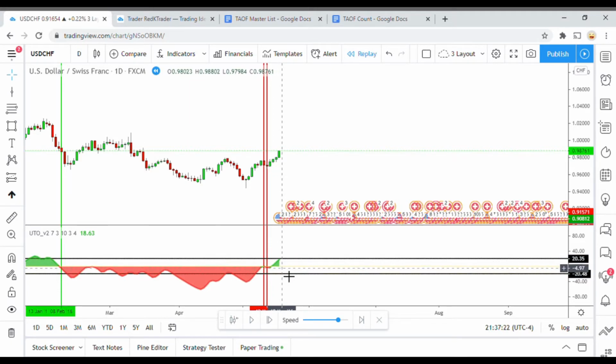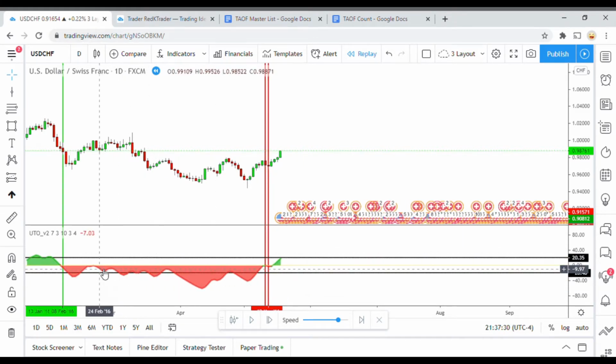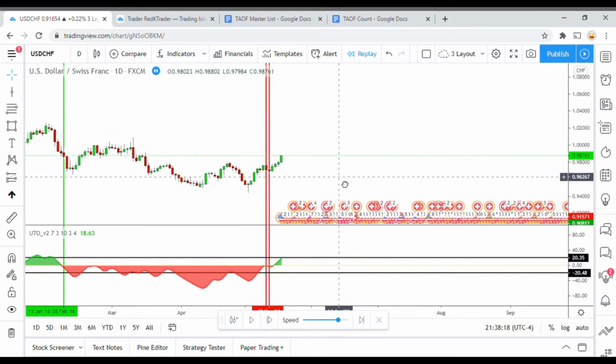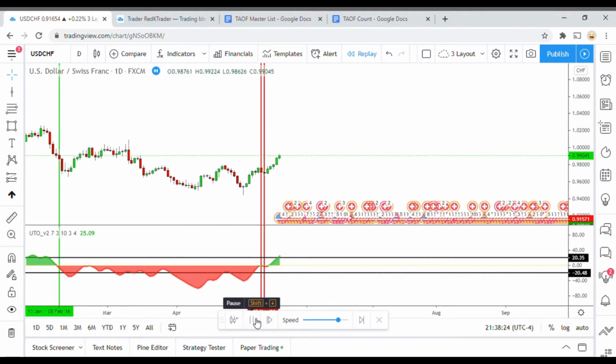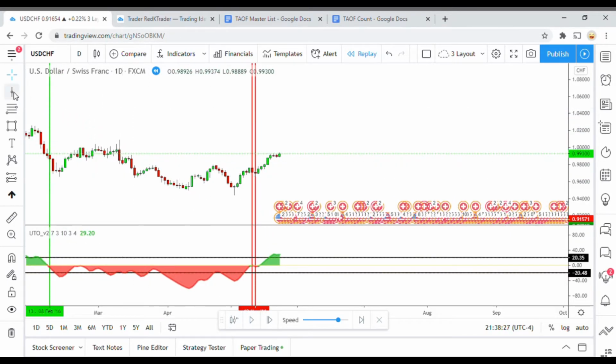And so sometimes what you can do is you can throw in these horizontal lines here, and you can then use that to filter out chops. So anytime this indicator is painting here in between the two lines, then this would be considered a ranging market, and anything outside of these lines would be considered a trending market. And so that is definitely a possibility.